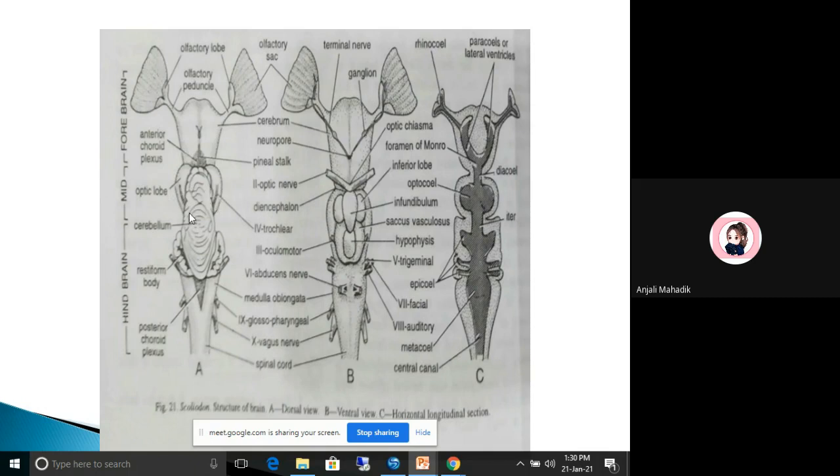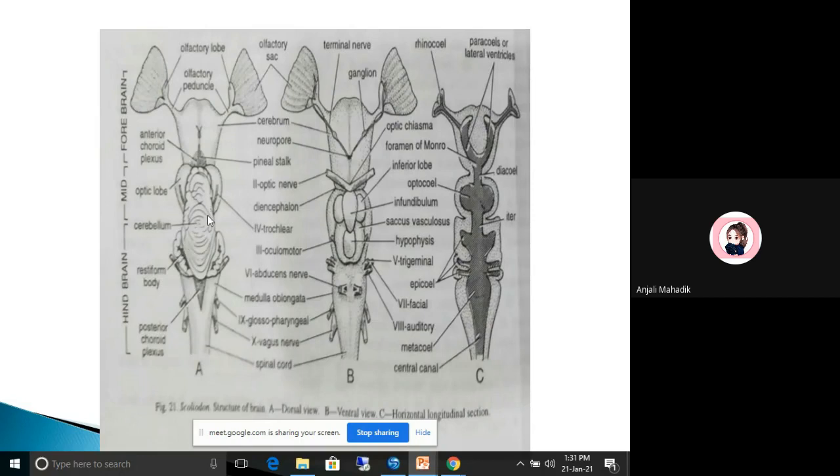Then the optic lobe and the cerebellum, the third part of the brain, the hindbrain. In it there are the cerebral hemispheres, the cerebellum, and laterally there are outgrowth-like structures called corpora restiformia. These are also important for swimming activity, and these restiform bodies assist the cerebellum. The cerebellum is well developed because of the animal's swimming activity.